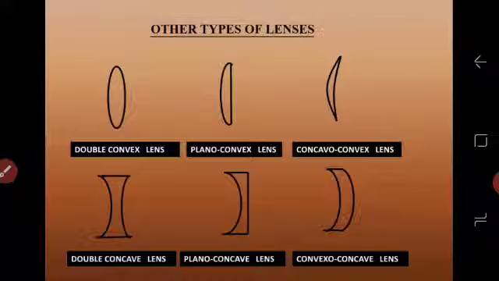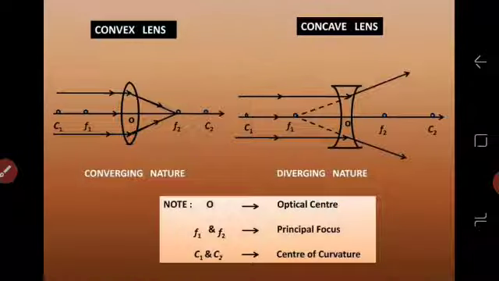The second is for concave lens. We can have a double concave lens, where both the surfaces are concave; a plano-concave lens, with one side concave and another side plane; and a convexo-concave lens, where one surface is convex and the other is concave. So these are the various possibilities where we can study refraction through lenses. But in standard 10th, we shall be restricting ourselves to a double convex lens and a double concave lens. Now, how the light ray undergoes refraction, that we shall see.